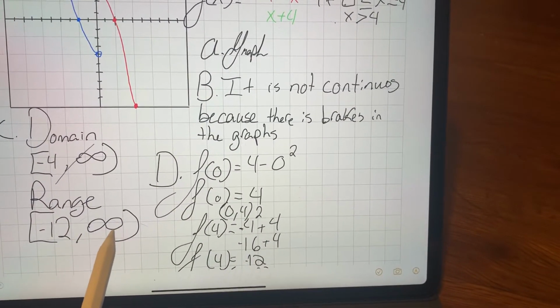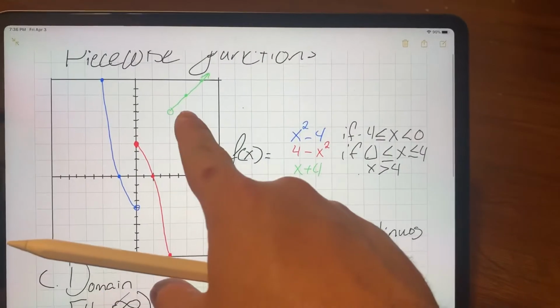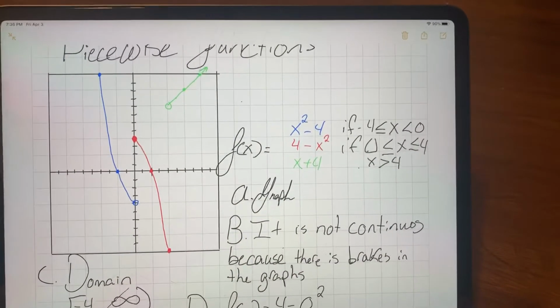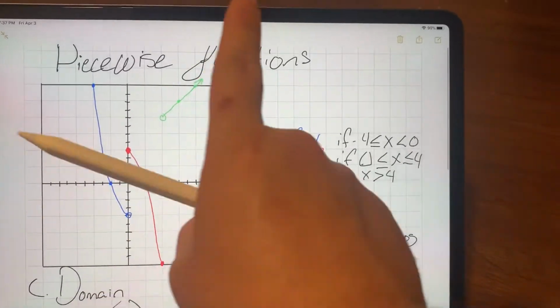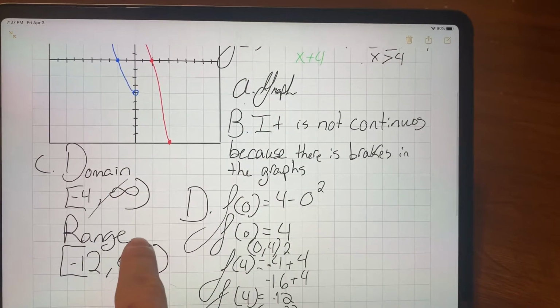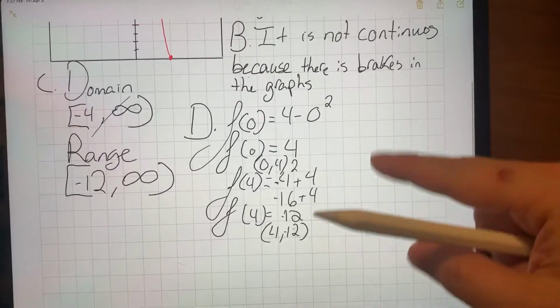Now we're going to go to our highest y. And our highest y goes on infinitely. So we're going to put in infinity, and it's positive because it goes up. And we're going to put a parenthesis around that infinity because infinities are always parenthesized.